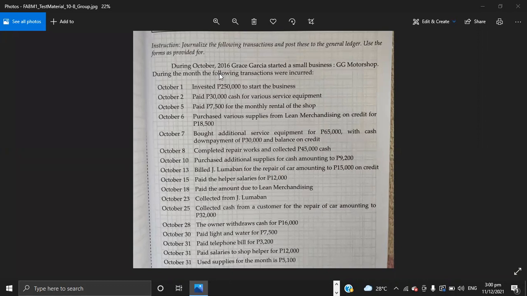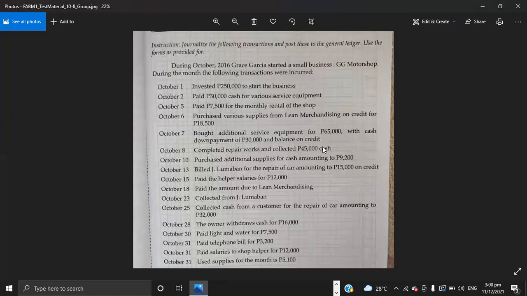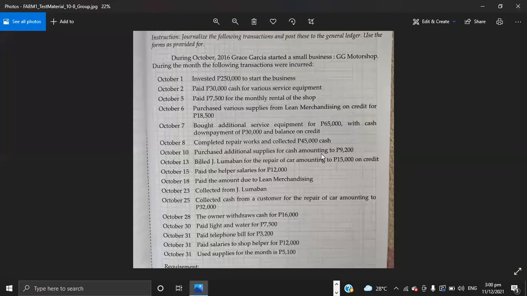Okay, so let's check this one by one. During October 2016, Grace Garcia started a small business, GG Motor Shop. During the month the following transactions were incurred. So this one, the test material 10-8. So this is a group work. Okay, so you can do a discussion or group discussion on how you will answer this one.